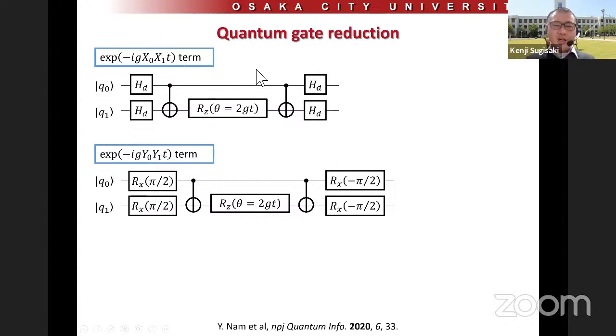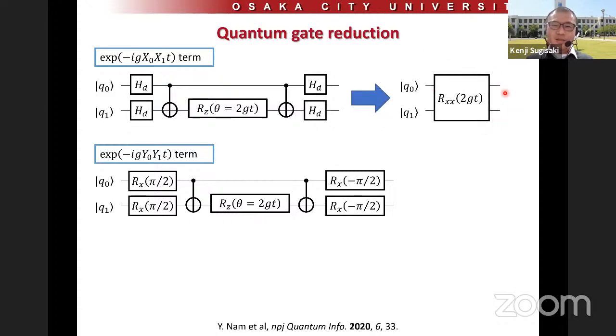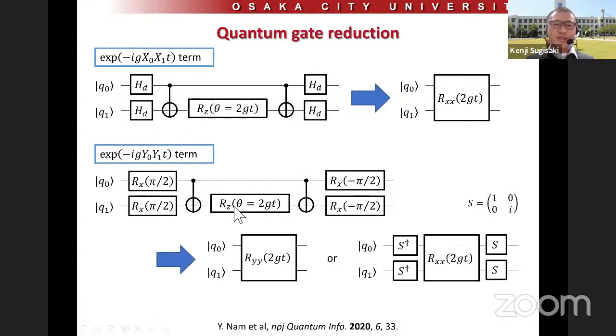But this operator can also be written by using a single 2-qubit gate RXX. And also, this kind of operator can be rewritten, if the RYY gate is available, as just a single RYY gate. If the RYY gate is not applicable, but the RXX gate is available, we can perform the same quantum gate by using S dagger gate and S gate.